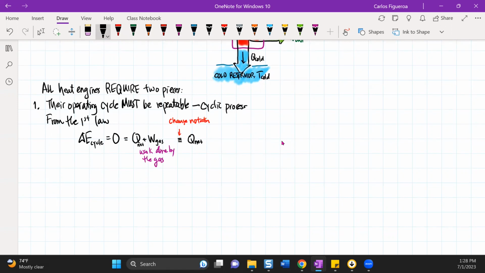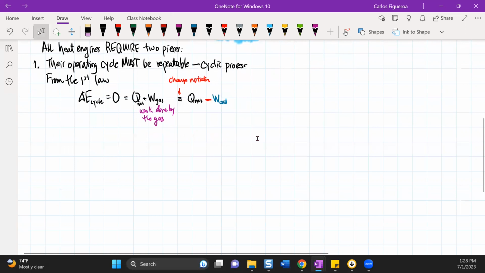And now look what we're going to do. We're going to put a minus sign and we're going to change how we write work. We're going to say that the work now is the output work. So instead of talking about the work by the gas, in this situation, we're going to say that this is the work taken out of the system.